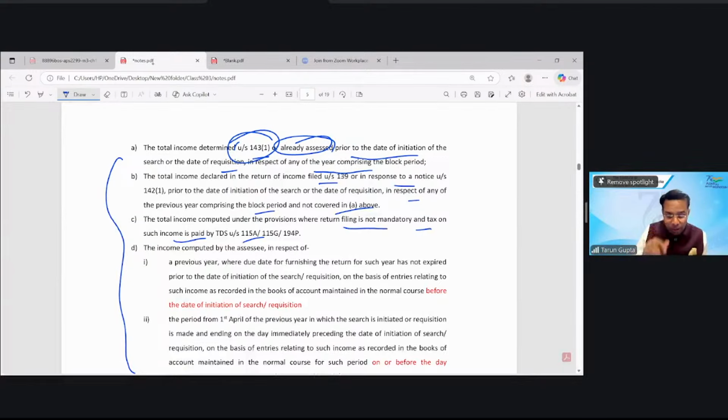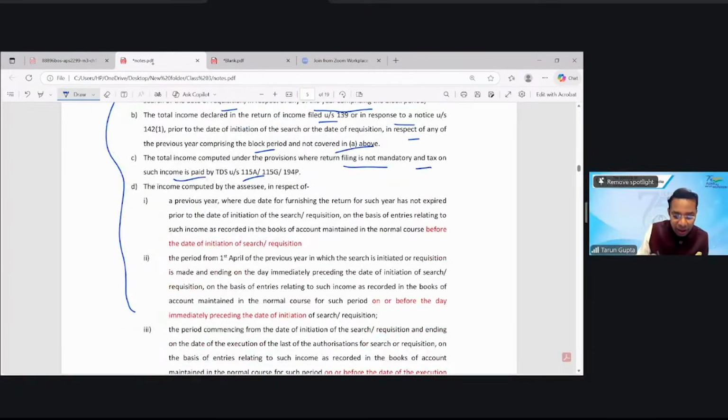The income computed by the assessee in respect of a previous year where the due date for furnishing return for such year has not expired, 24-25, prior to the date of initiation of search, on the basis of entries relating to such income as recorded in the books of account maintained in the normal course before the date of initiation of search. If I have recorded every transaction in my books of account, and the time limit is still there to furnish a return of income, then it should be presumed that I will offer it, I will disclose it in the return of income.